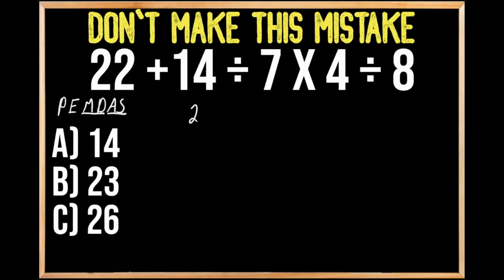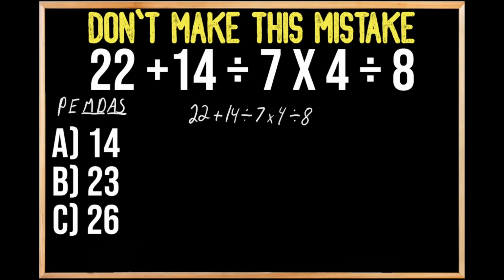Now we're going to rewrite this problem. So we have 22 plus 14 divided by 7 times 4 divided by 8. So since we don't have any parentheses or exponents, we're going to move on to the next level of priority, which is to multiply or divide. And obviously here we have multiple multiplication or division operations. And whenever this happens, we're just going to work from left to right because they're the same level of priority.